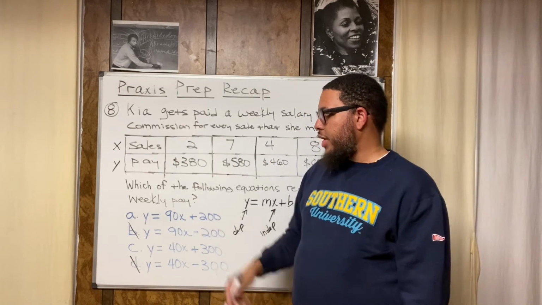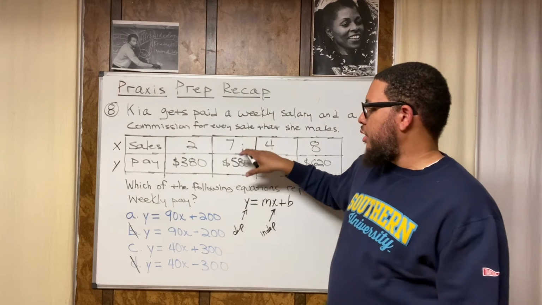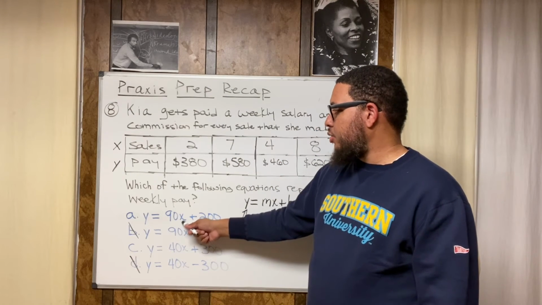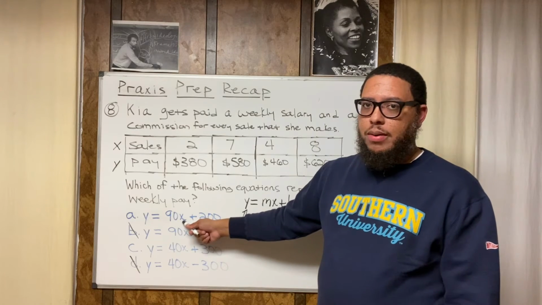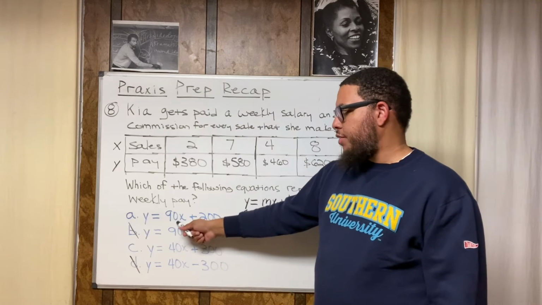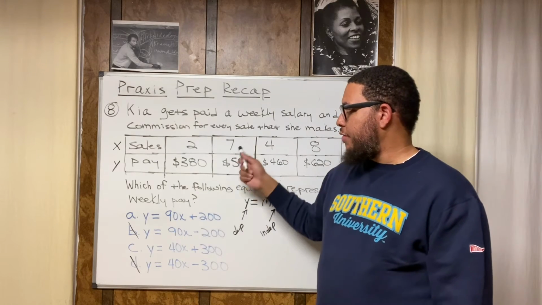So it works for 2 and 380. That's cool. But now let's go on to 7 and 580. So what's 90 times 7? That's 630. So I already know this isn't going to work, right? Because my Y value is 580, and I'm already over 580 by doing 90 times 7. 90 times 7 is 630.